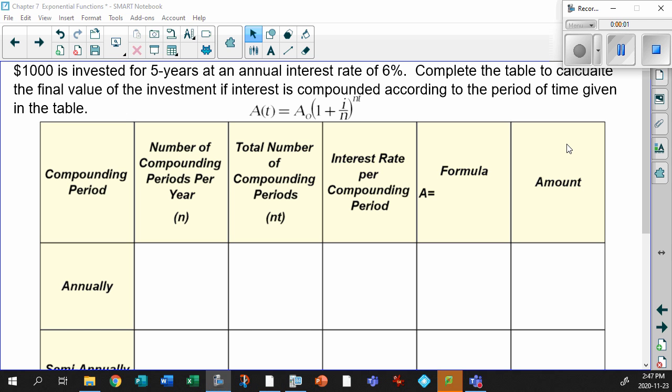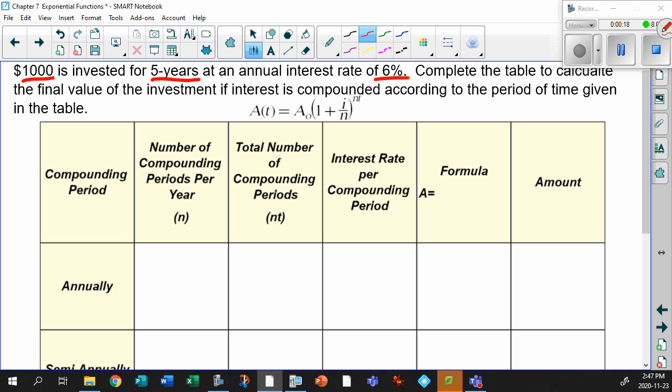I hope that this next podcast shines a light on all that introduction stuff that we did just previously, okay? Here's how we're going to do this. First things first, read the question. You've got $1,000, okay? You're going to invest it for 5 years, right? And it's going to be an annual interest rate of 6%. Great. Let's complete the table based on annual, semi-annual, quarterly, and so on.